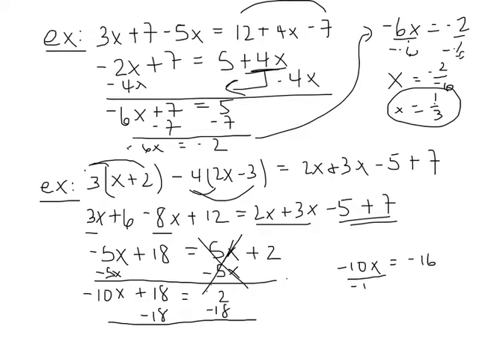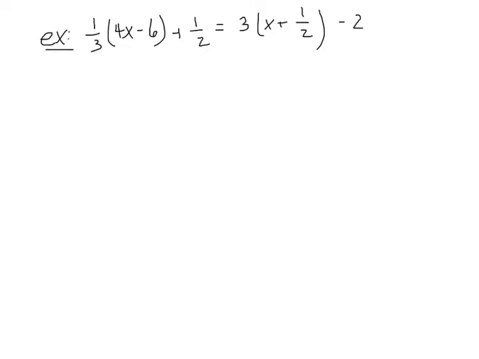And then to finish it off, we're going to divide both sides by negative 10. We're going to remember that a negative divided by a negative is a positive. And 2 goes into both of these numbers. So our final answer is positive 8/5.